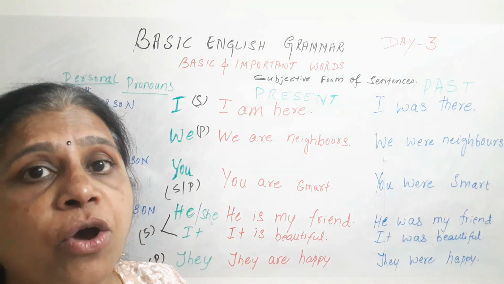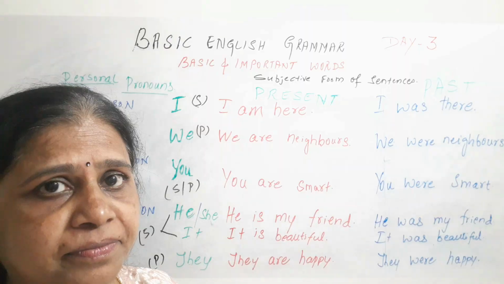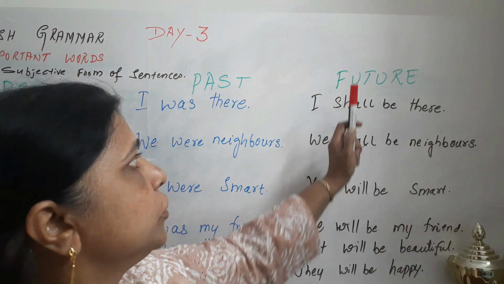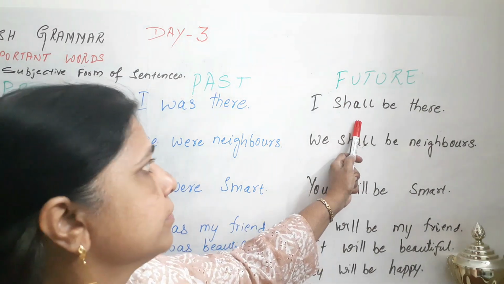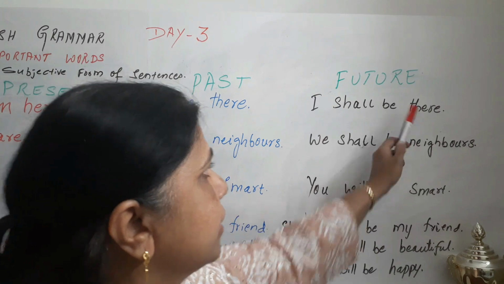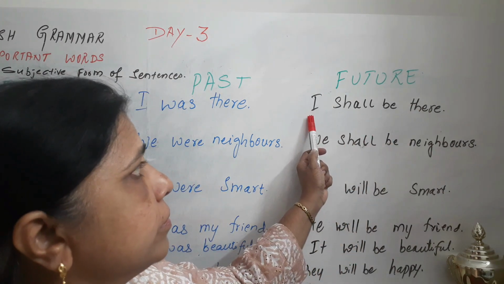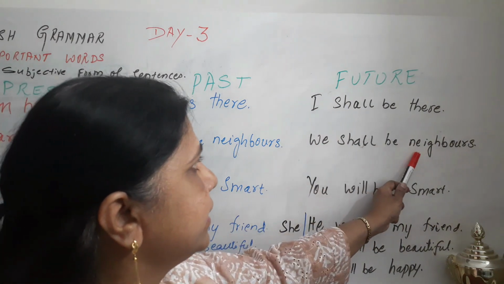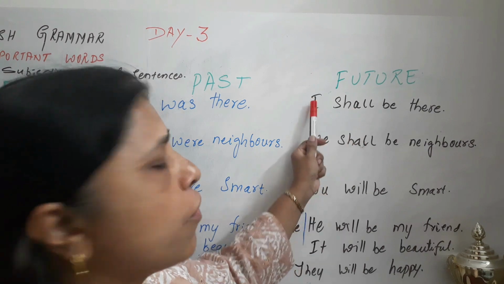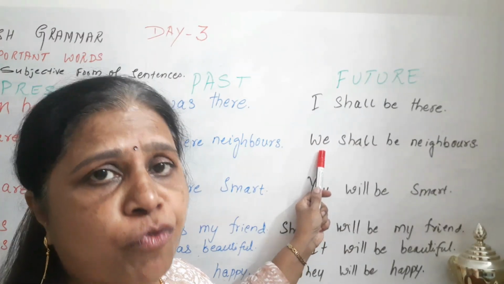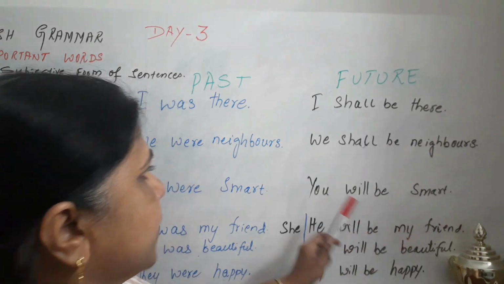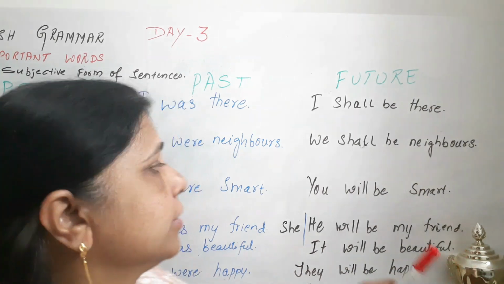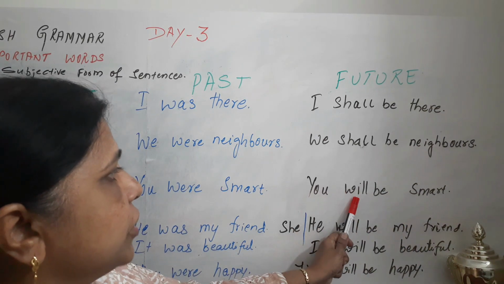Then what about the future? Let us see. Yes, dear friends, now let us see about the future. In future, I shall be there. I shall be there. We shall be neighbors. Use shall for I and we. That's for first person, for future. And you will be smart, or you will be there. So for you, we are using will be.